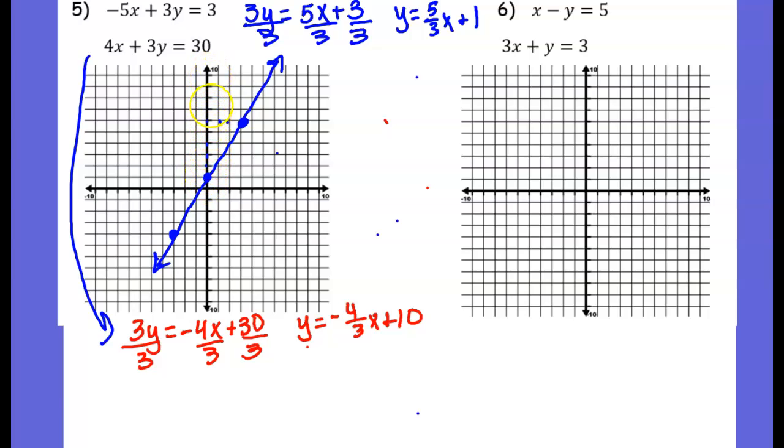1, 2, 3, 4, 5, 6, 7, 8, 9, 10, right? And it's important that you're really accurate. We're going to go down 4 and over 3. 1, 2, 3, 4, and over 3. 1, 2, 3. There it is.